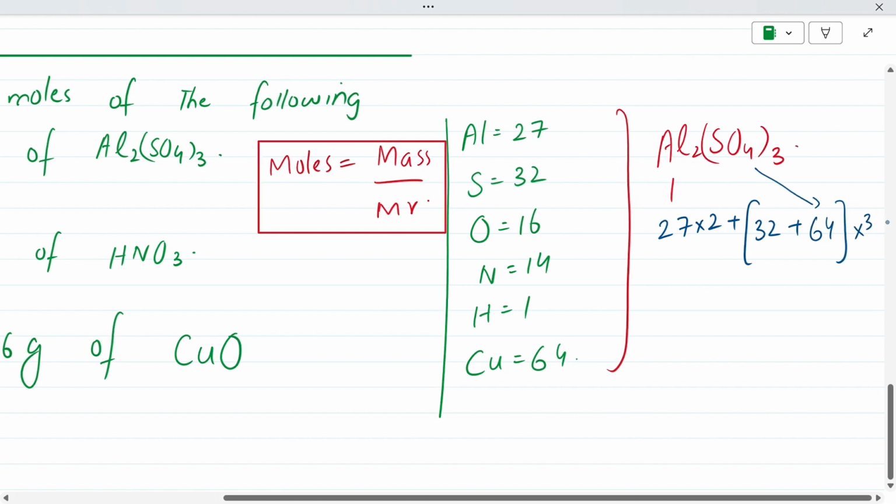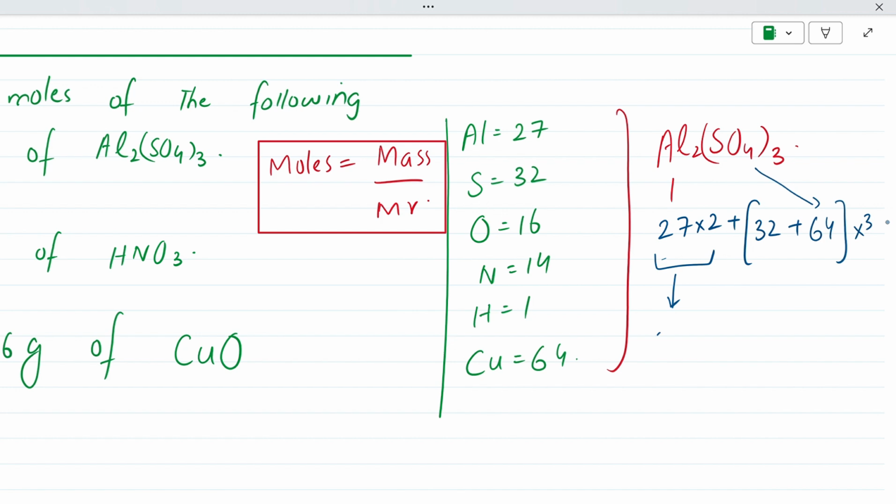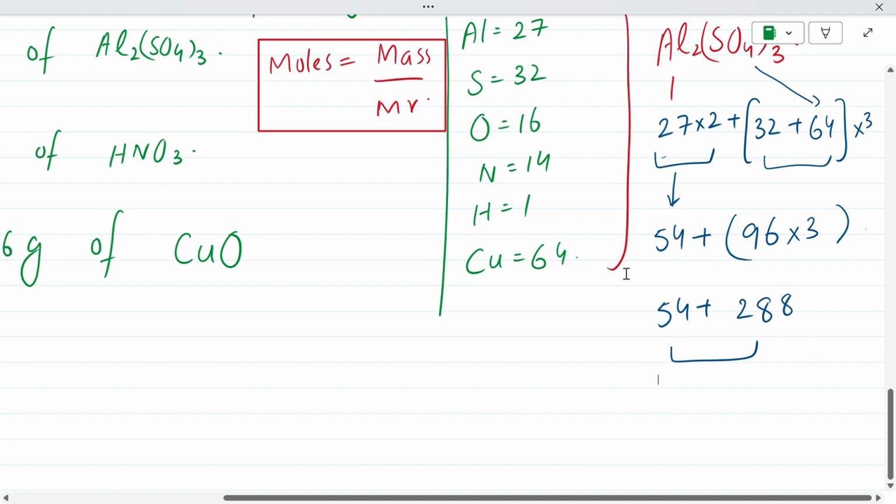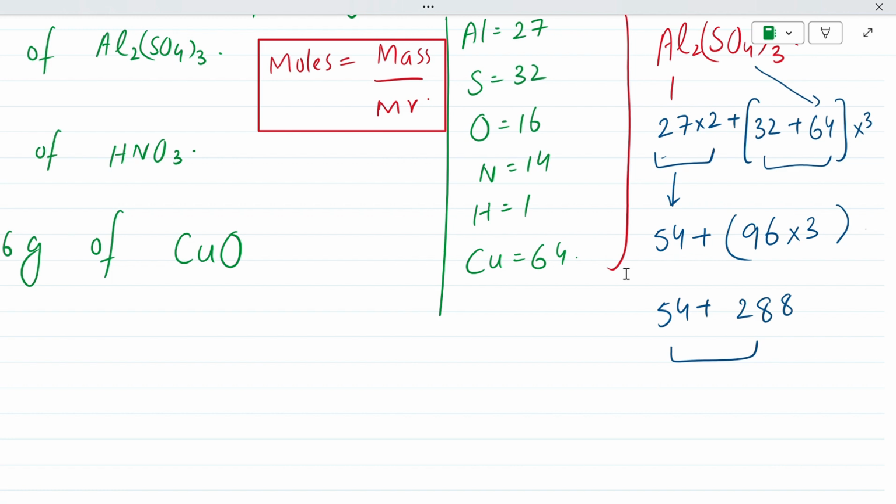Now, 27 times 2 is 54, plus add these numbers together, what do we get? 96, and times it with 3. So 54 plus 96 threes are 288, if I'm not wrong. I'm just doing it mentally, so you should double check it. And add these two numbers. What do we get? 342. Okay, 342. So this is going to be the Mr.